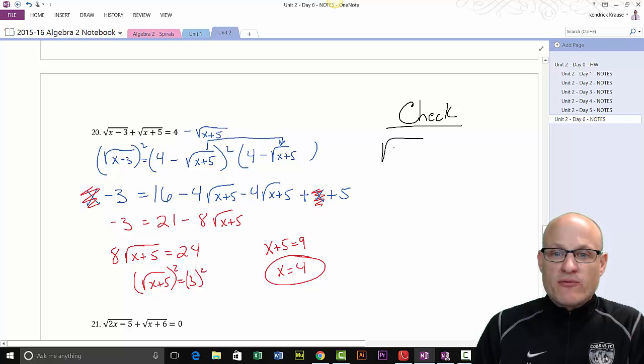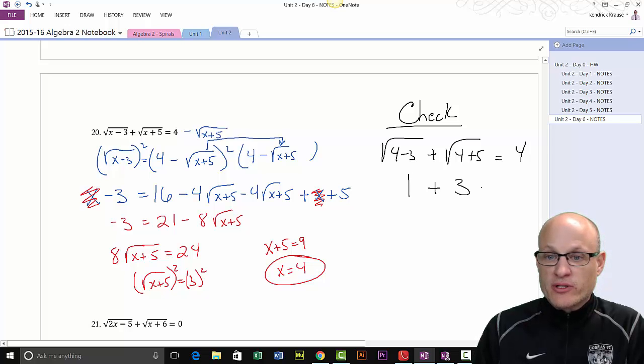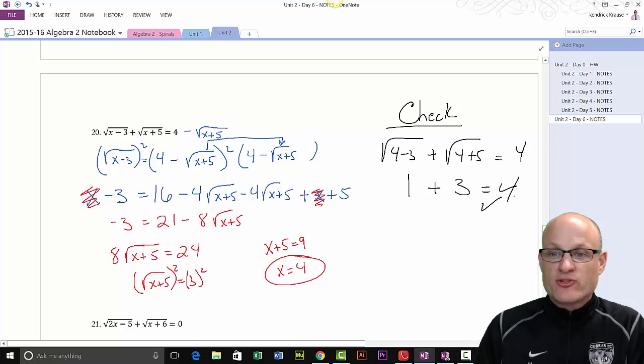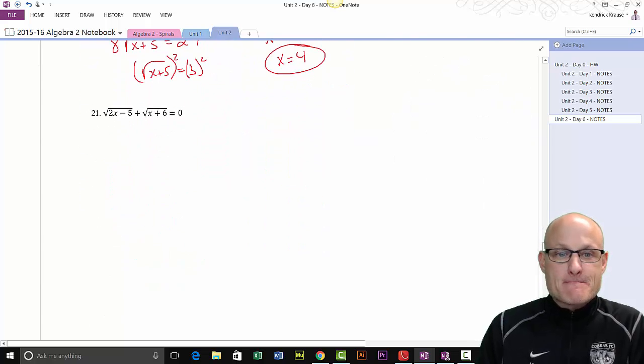The square root of 4 minus 3 plus the square root of 4 plus 5, does that equal 4? Well, this is the square root of 1, which is 1, plus the square root of 9, which is 3, and yes, of course, that equals 4, so that checks. Not a bad check there.